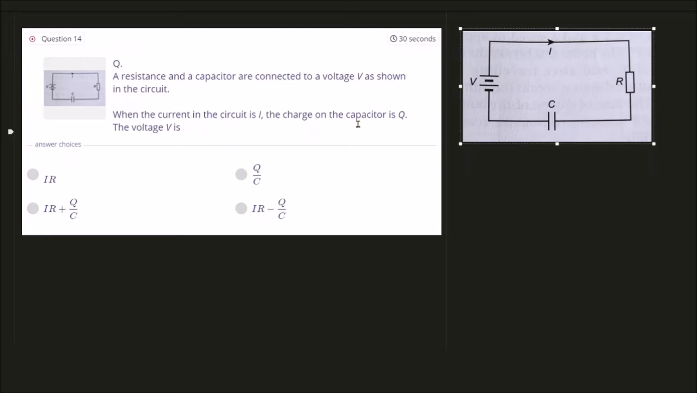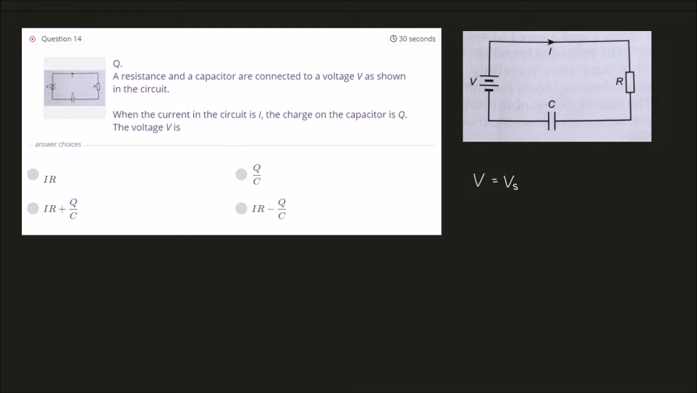Okay, so V here represents the voltage of the power supply, and as you can see in the answer choices, we are supposed to express this V in terms of the current I and the charge on the capacitor Q. To do this question, you have to recall something that I have explained in earlier videos, or from class. This V here represents the voltage of the power supply.